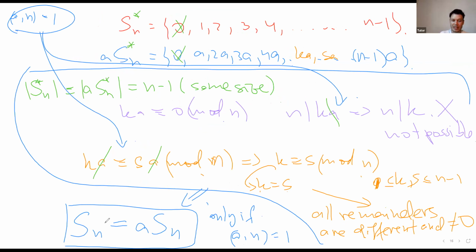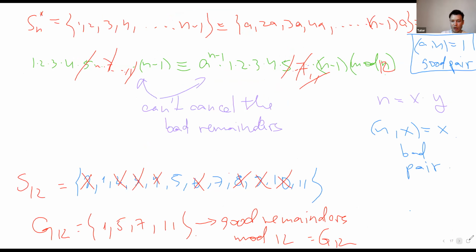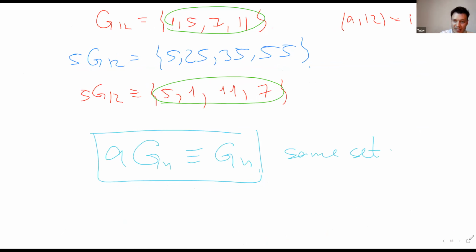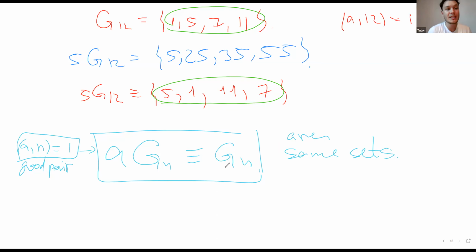The same idea that happened in this case also happens generally for any Sn, as long as a and n are good. But if I look at only Gn and want the sets to be the same, I also need a and n to be relatively prime, so gcd(a, n) is 1, a good pair. As long as I have a good pair, I get that aGn is going to be the same as the set Gn. Okay, so let's see how we could do this.